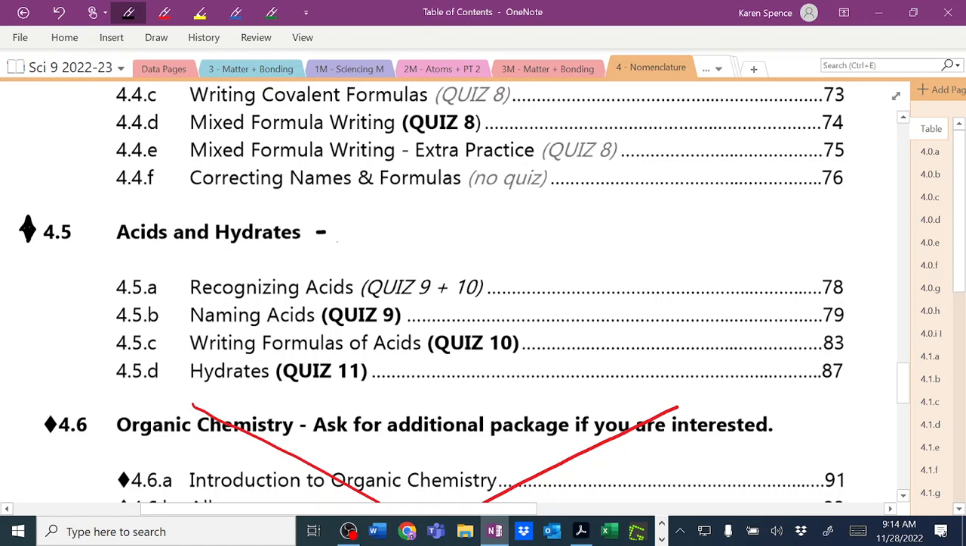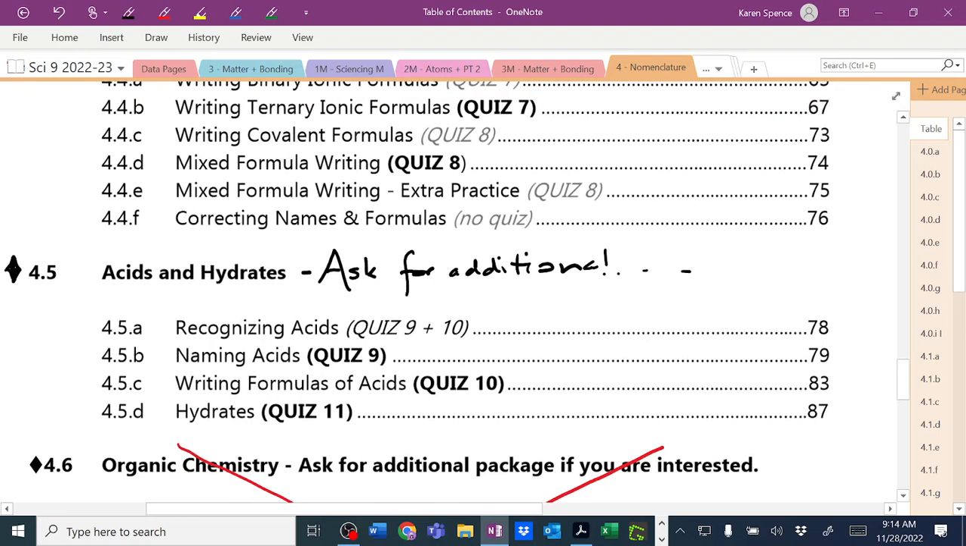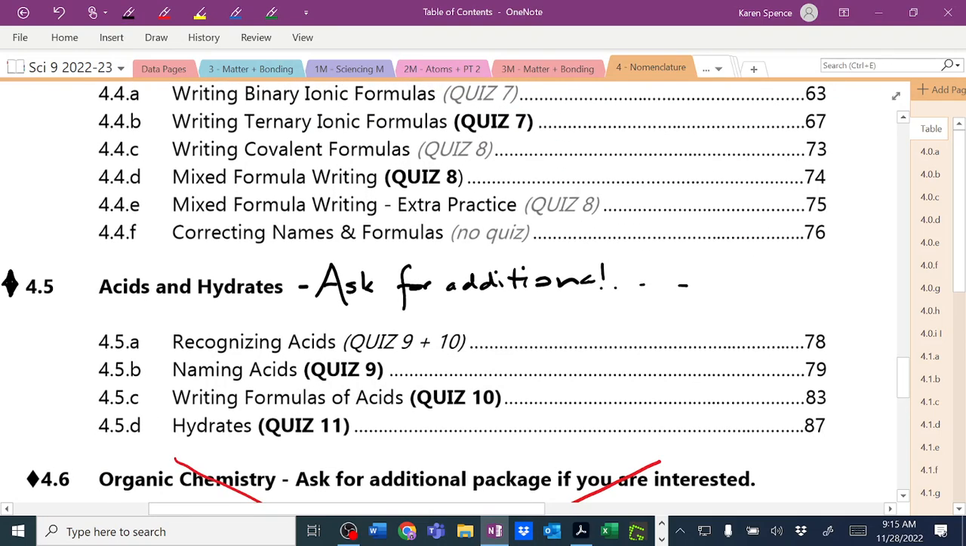And this one says, ask for additional package if you are interested. So that means that if you get to the end of quiz 8 and you're like, oh, everybody else is still working on stuff, I could look at how to recognize acids, how to name acids, how to write the formula for acids, and how to work on hydrates. That is our enriched section for this unit. Okay, but I'm not photocopying it for everybody because some people won't want it. So if you want it, you will request it.